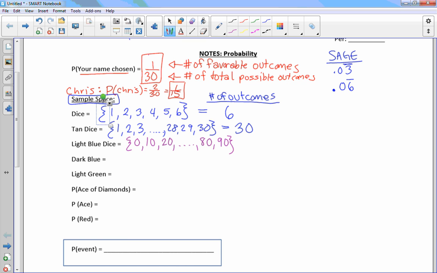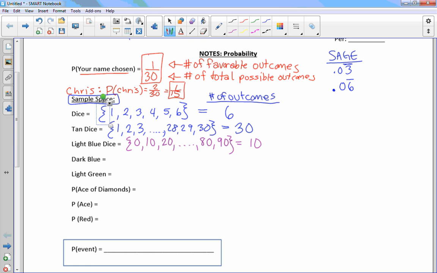Okay, this is a little tricky. How many total possible outcomes are there? Is it 9 or is it 10? 10, because we include the 0 as an outcome. So we have 10 possible outcomes in your denominator.